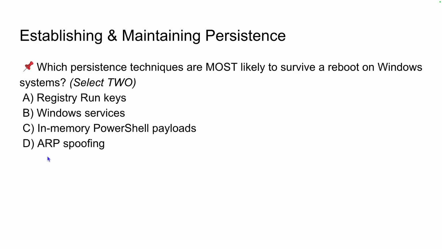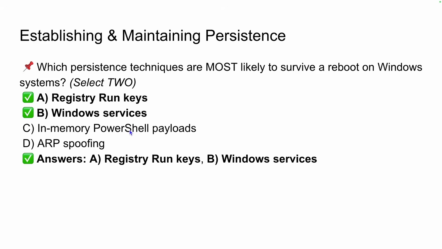So it's another way of just saying that you're spoofing MAC addresses or ARP connections. And we have registry run keys, which I don't think fall into this. B and C tend to be kind of like the common answers here, but Windows services is one of those persistent techniques, and an in-memory PowerShell is another one of those things that I believe should survive a reboot.